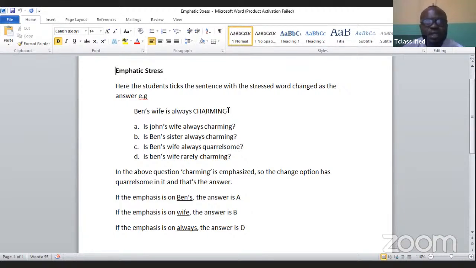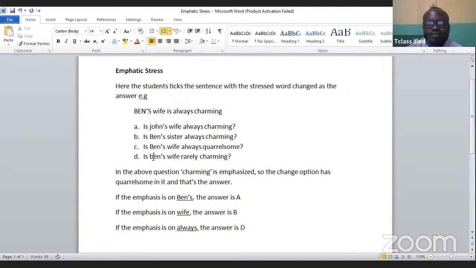Let's take another instance where charming is not in capital letters, and instead we have Ben's all in capital letters. So if Ben's is the stressed word, what do you think would be the answer to this? You can see that the stressed word here is no longer charming, it's Ben's. So where is Ben's changed here? We have is Jones, is Ben's, is Ben's, is Ben's.